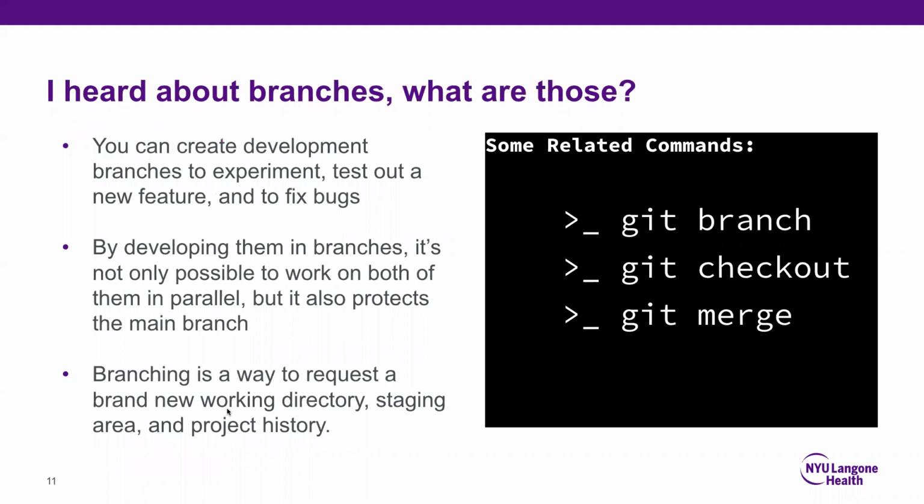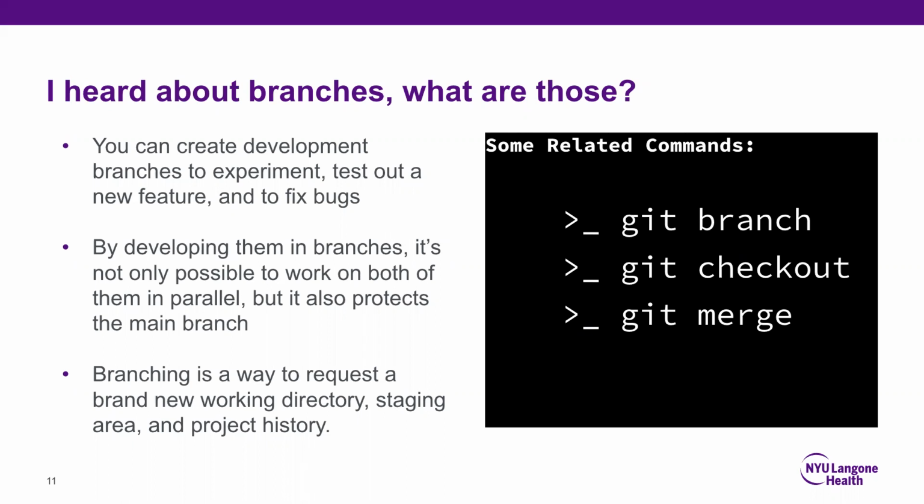All right, so perhaps you've heard about branches. What are those? I talked a little bit about branches previously, but a branch is a development branch where you can experiment and test out new features and potentially fix bugs. By developing those changes or features in branches, it's possible to work on different parts of the project in parallel. If somebody is working on a different branch or the main branch, you can make those changes. If work is being done on branches, you protect the main branch. And then once the code is ready, you merge it back in.